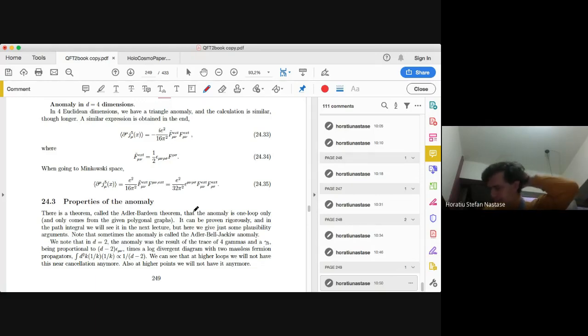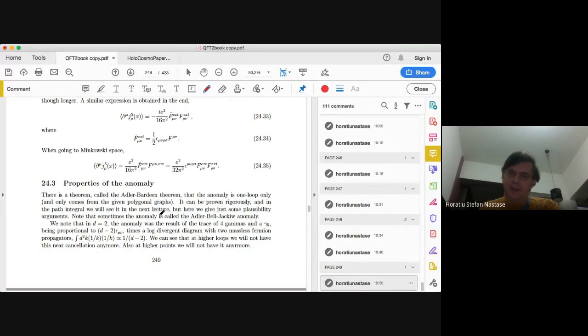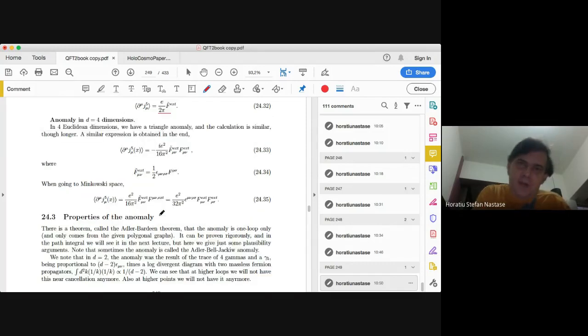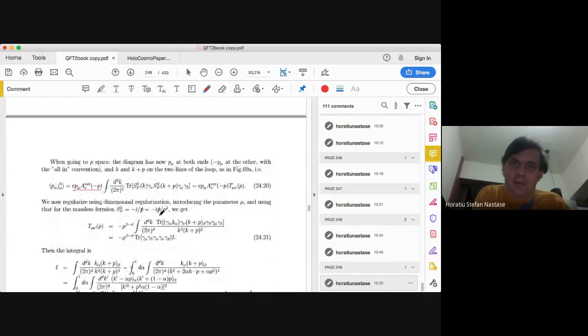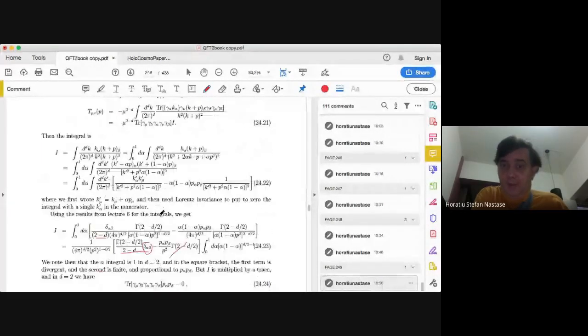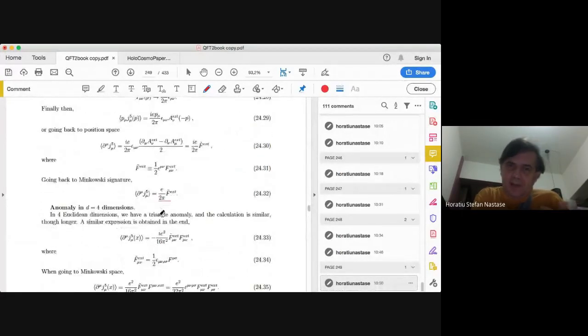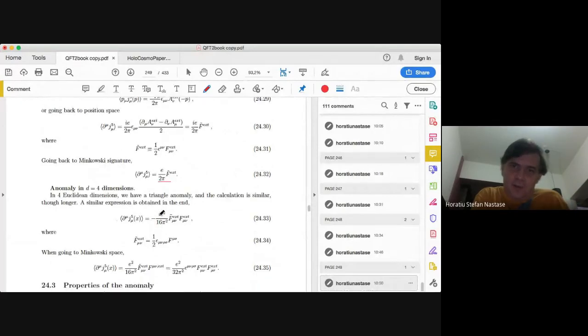So there's a theorem called the Adler-Bardeen theorem that says that the anomaly is one loop only, and only comes from the given polygonal graphs. So here, in 2 dimensions, I just showed you that up to this order, we have the non-zero bubble anomaly. But I haven't said anything about what happens at higher orders or non-perturbatively.